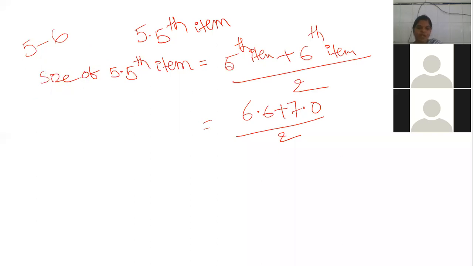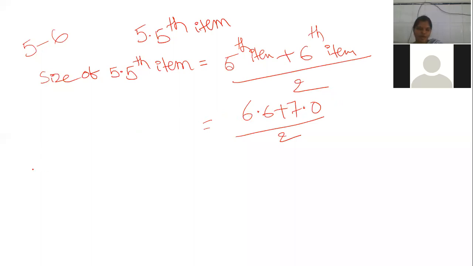The next step is to find the cumulative frequencies. Write it in full form, not in short form: cumulative frequencies. So first we arrange our data in ascending or descending order. The second point, we find the cumulative frequencies for the given data. And the third one: median is equal to the size of the (n plus 1) by 2 item.